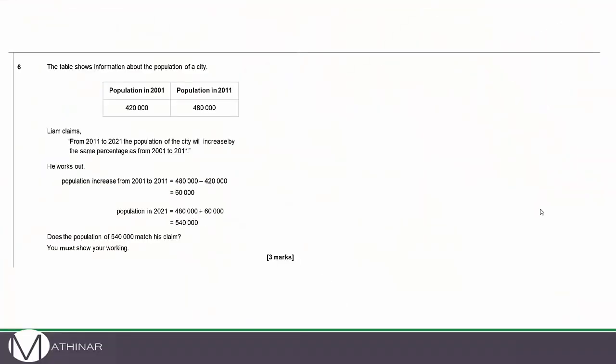Question number 6. The table shows information about the population of a city. So the population in 2001 is 420,000. Population in 2011 is 480,000. Liam claims that from 2011 to 2021, the population of the city will increase by the same percentage as from 2001 to 2011.